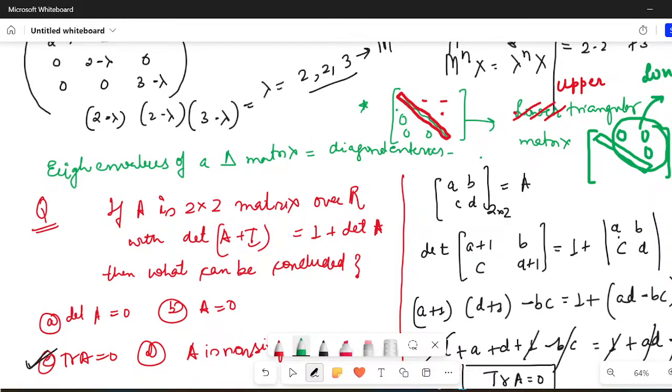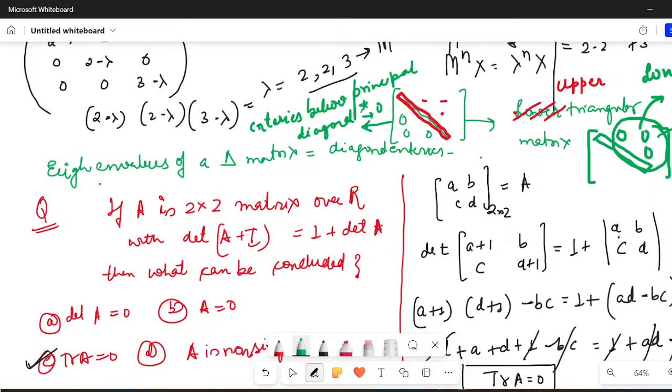So basically what are triangular matrices? If I'm talking about an upper triangular matrix, this is the principal diagonal, and the entries below the principal diagonal are 0. So if the entries below the principal diagonal are 0, then this is called an upper triangular matrix. And if the entries above the principal diagonal are 0, then it is called a lower triangular matrix. So please correct it in your notes.